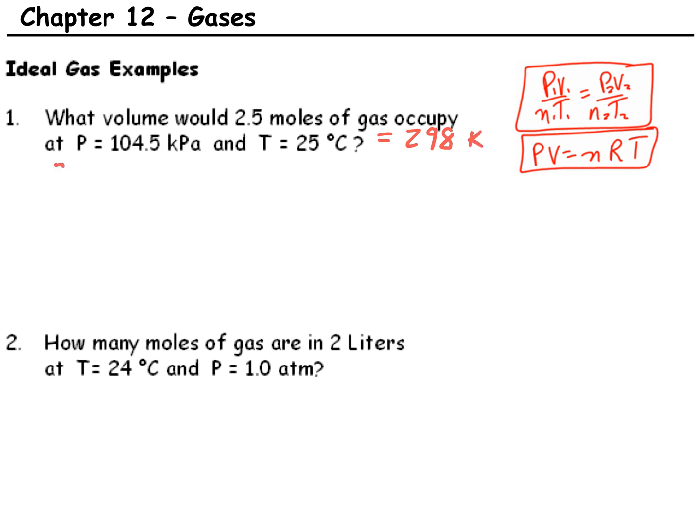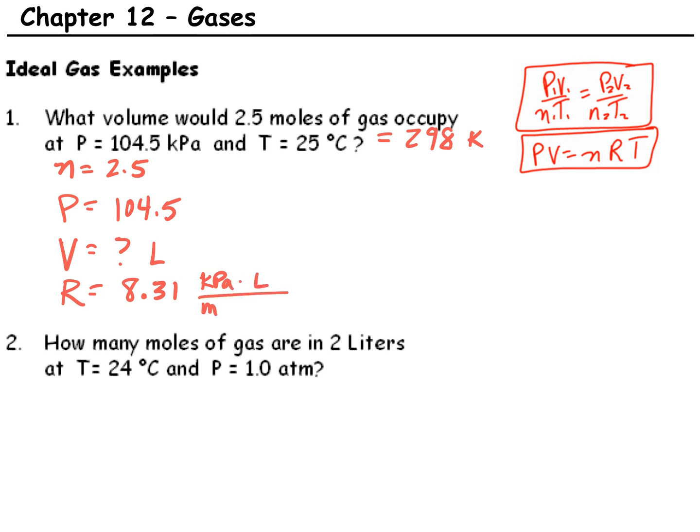Now, N is the moles, 2.5. P is the pressure in kPa, so we're going to use 8.31. And then we want to have our volume, probably measured in liters. Now, remember, R is a constant, always given. In this case, 8.31, and that would be measured in kPa times liters, divided by moles, divided by Kelvin.